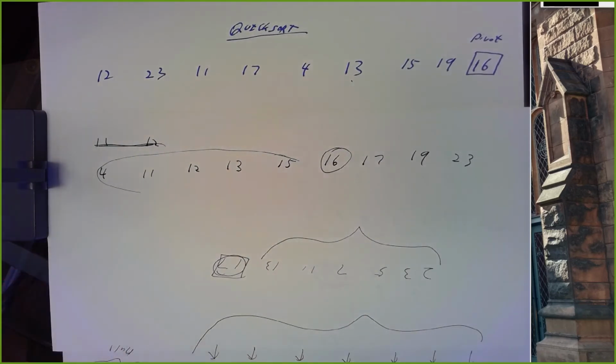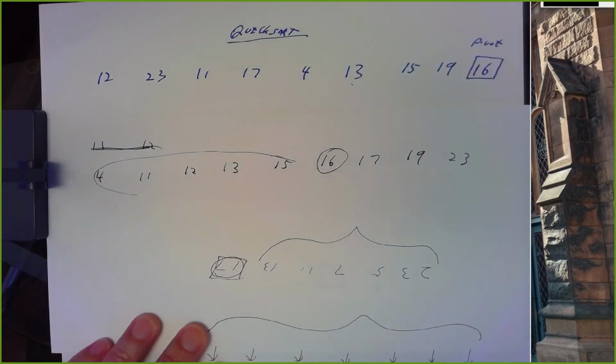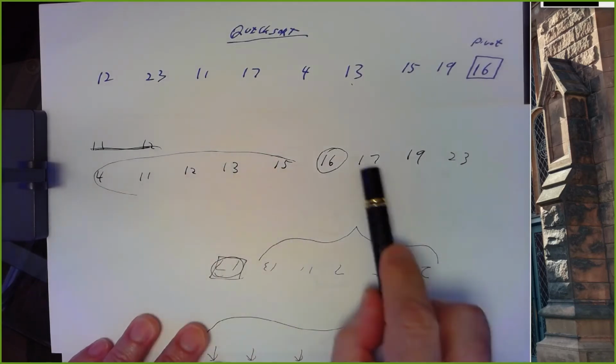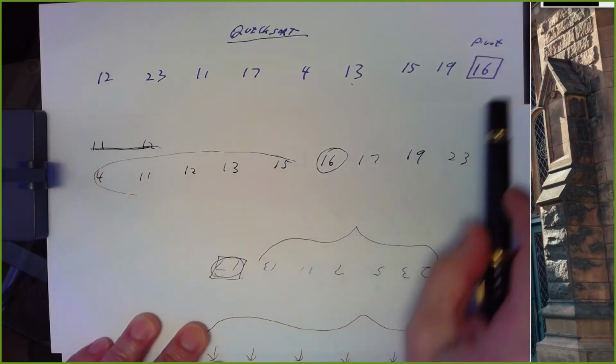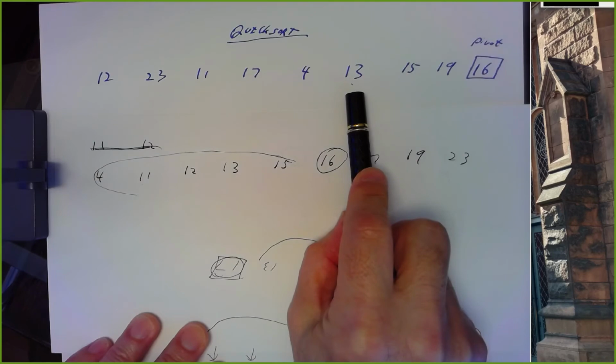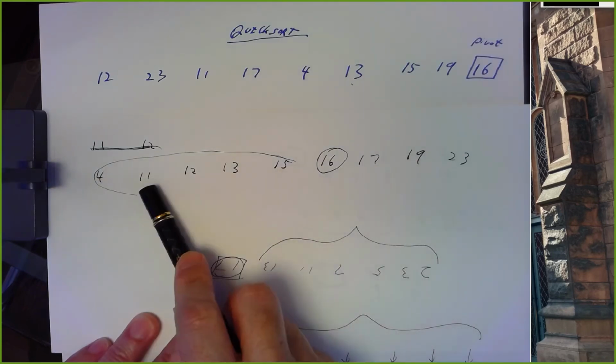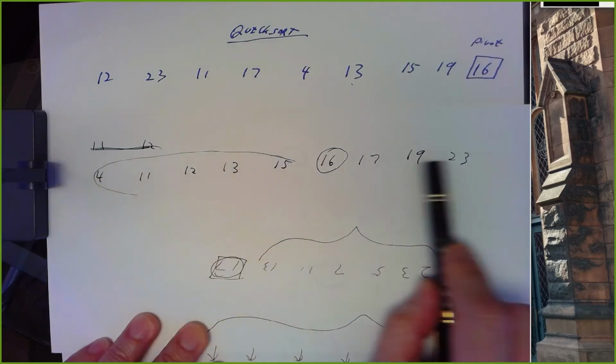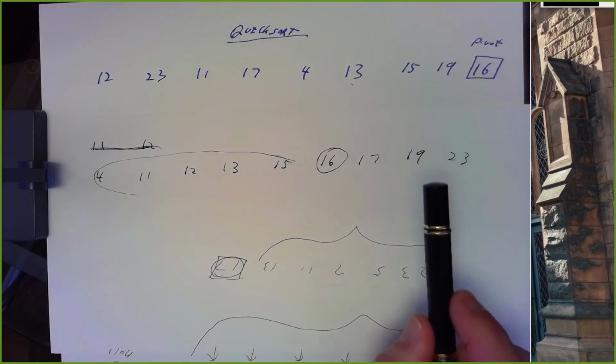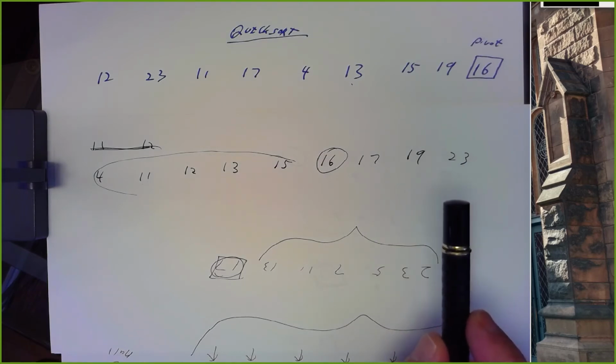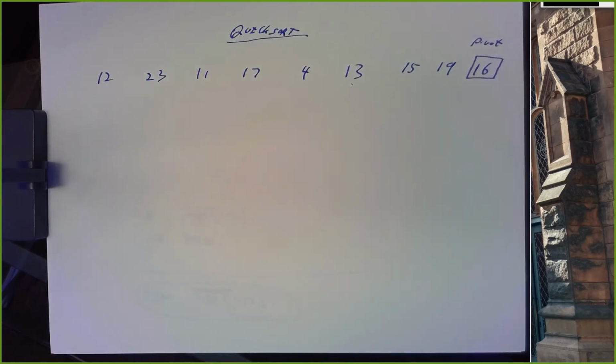All right? Our goal in our first pass of quicksort is not to sort this stuff, not to sort that stuff, but to get 16 into this spot and to make sure all of these numbers are to the left and all of these numbers are to the right. All right, got the goal? Let's look at how we do this.